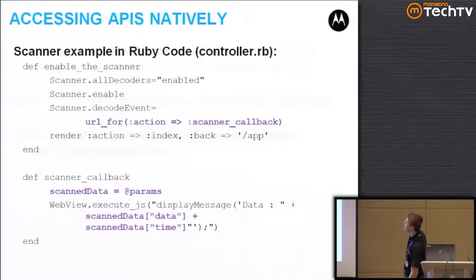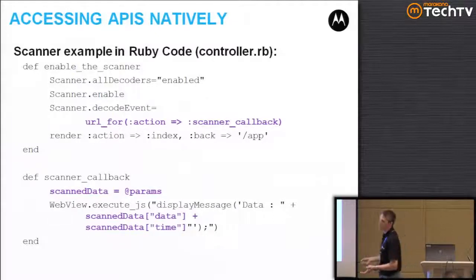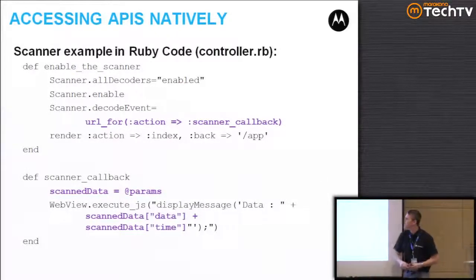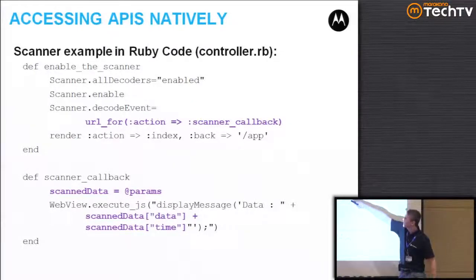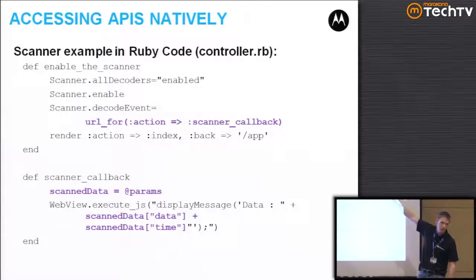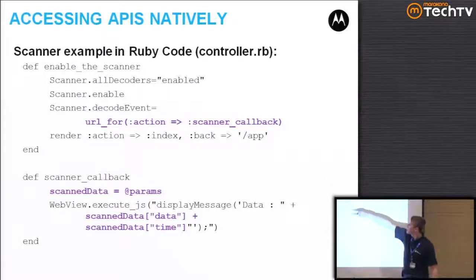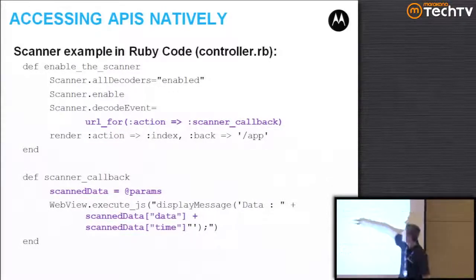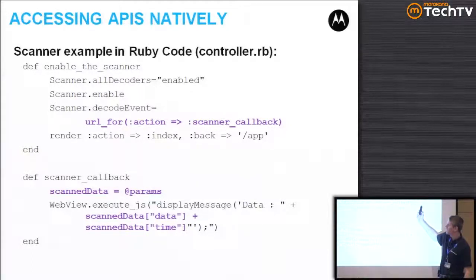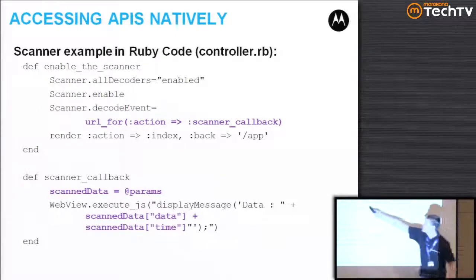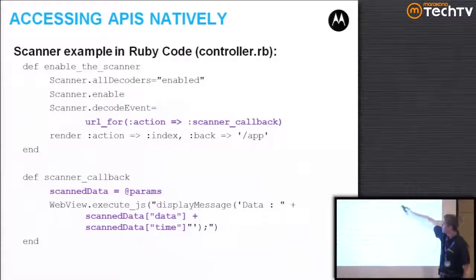So imagine we had the scanner example, and this is very similar to Rob's example that he had in his presentation yesterday. So he enables the scanner. This is in Ruby. It's our Ruby controller in our native application, enabling the scanner with all decoders here. And this is the way we configure the scanner callback, the decode event, if you will. Here it is, for Ruby.